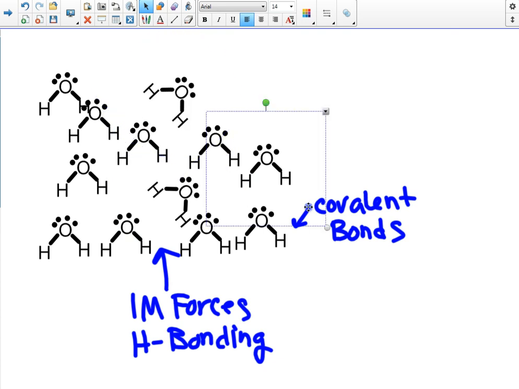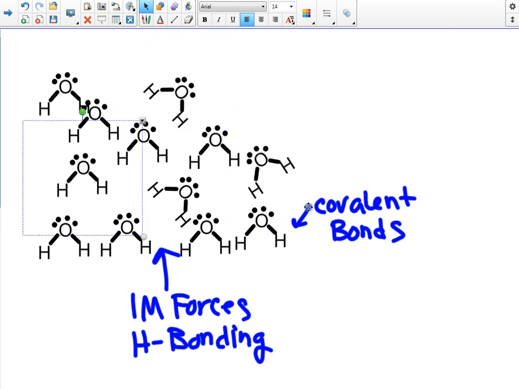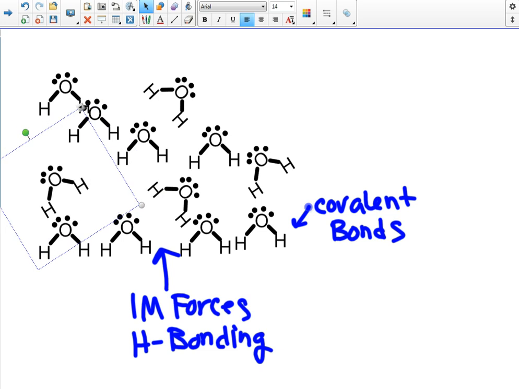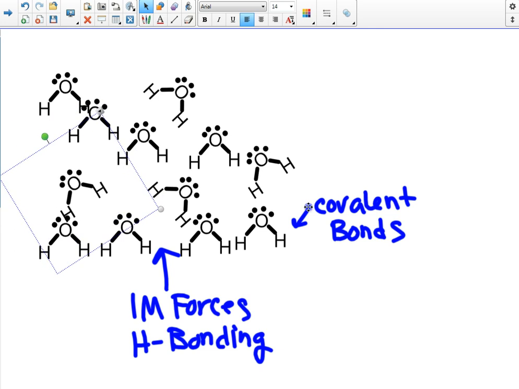They stay together. But notice that water can flow, right? These molecules can flow past one another. They can move around because of the fact that it has weak intermolecular forces.